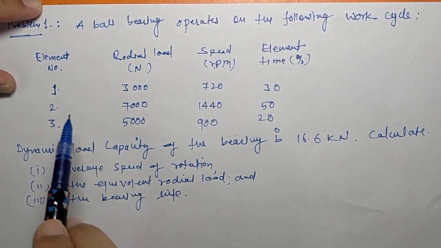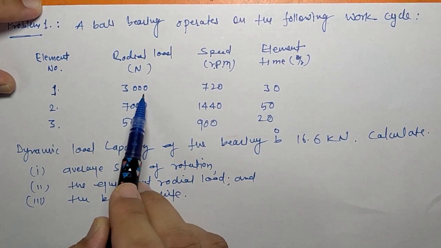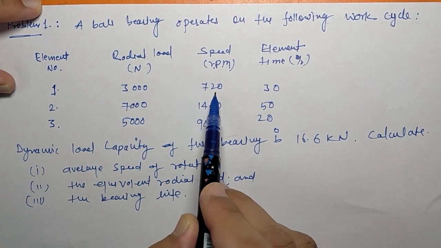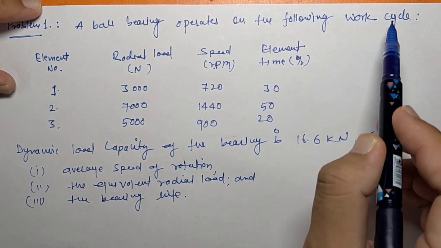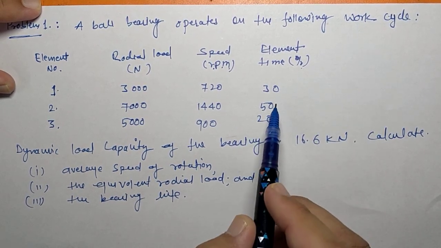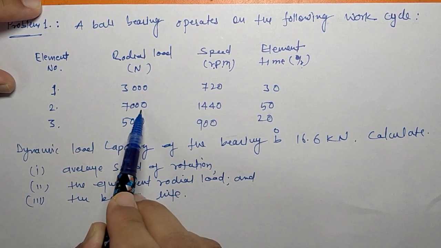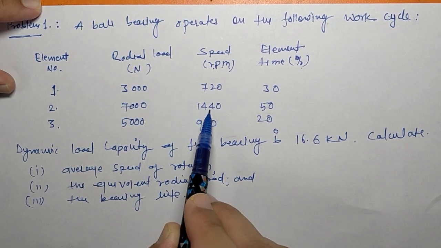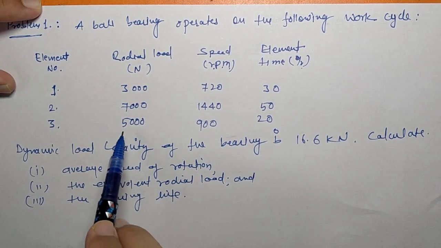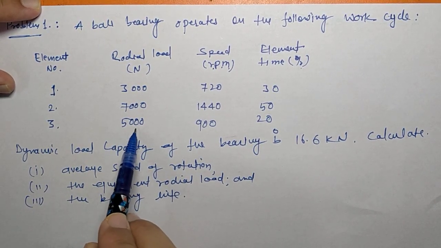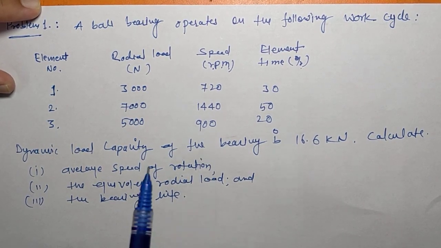In this work cycle, during the first element, the radial load is 3000 Newton, the speed is 720 rpm, and this element remains 30% of the time of the work cycle. During 50% of the work cycle, the radial load is 7000 and the speed is 1440 rpm, and for the remaining 20% of the work cycle, the radial load is 5000 Newton and the speed is 900 rpm.